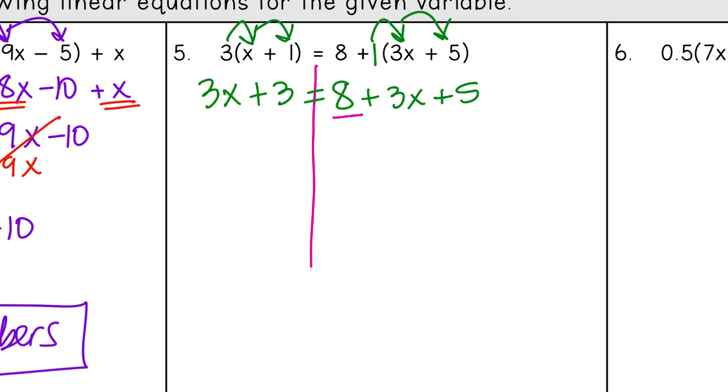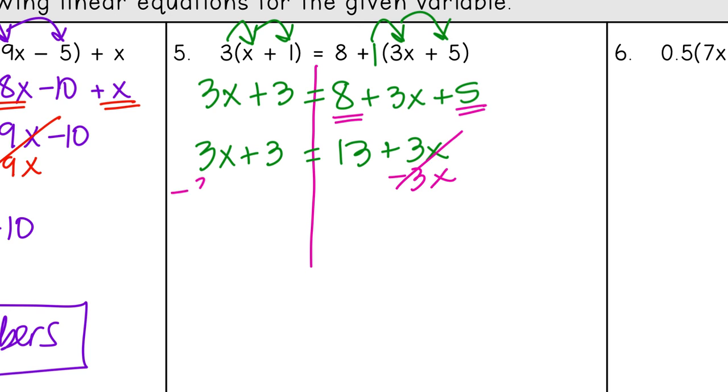So only on the right side do I see some like terms. So left side, I'm just going to bring it down. But on the right side, 8 plus 5 is 13. And then plus 3x, let's bring it down. Okay, so I see x's on both sides. So this one specifically on the right side, I'm going to move it over to the left. So let's do that by subtracting, and it'll cancel. But what I do to one side, I have to do to the other, and it also cancels.